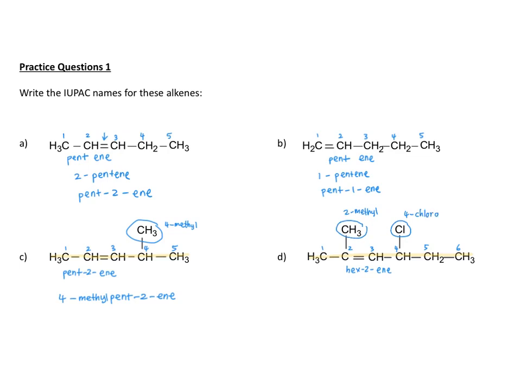So to put this all together, remember to name the substituents alphabetically. So since chloro starts with C and methyl starts with M, we will put chloro before methyl. So let's write 4-chloro first, then 2-methyl, and then we'll write the name of the parent chain, which is hex-2-ene.